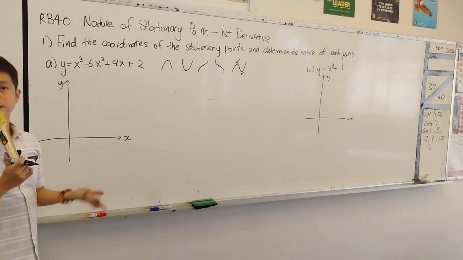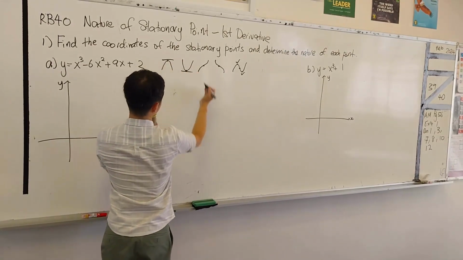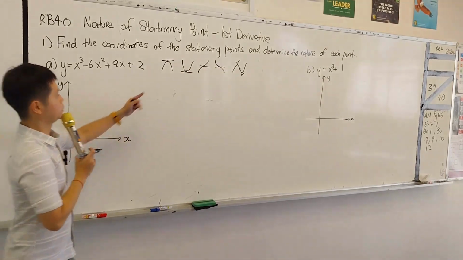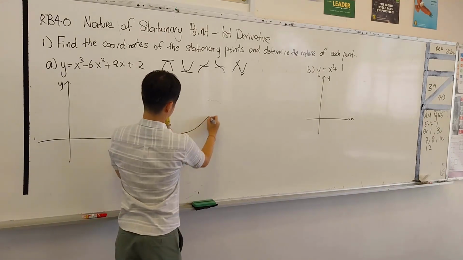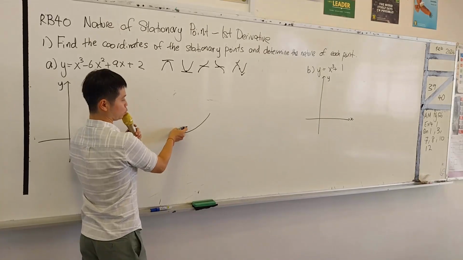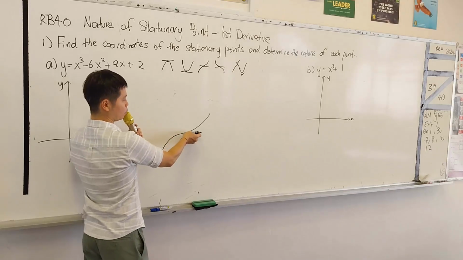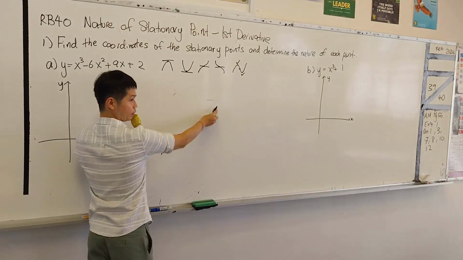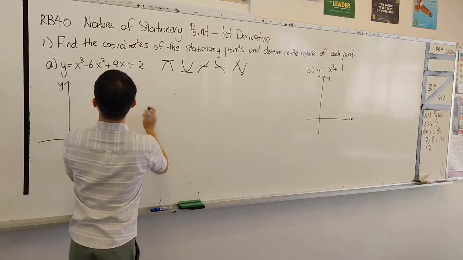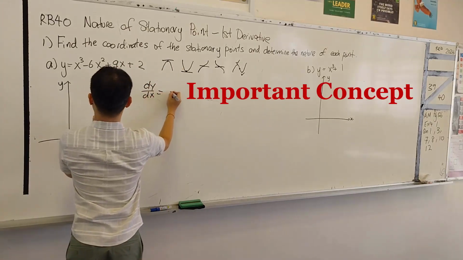Now how do we find the coordinates of the stationary points? At all the stationary points, what's so special about the gradient? Okay, the gradient is 0. Okay, you look at this inflection line. For example, I get positive 5, 4, 3, 2, 1. I must reach 0 before I can become 1, 2, 3, 4, 5. So I must reach a 0. So all the dy dx at the stationary point is 0. So to find the coordinates of the stationary points, I need to always let dy dx be equals to 0.